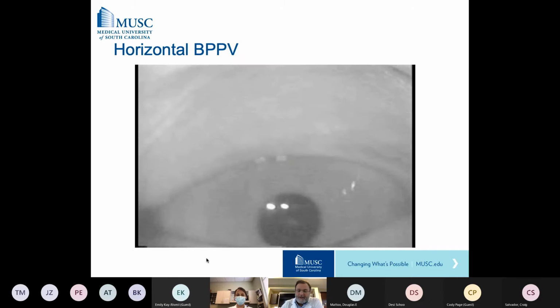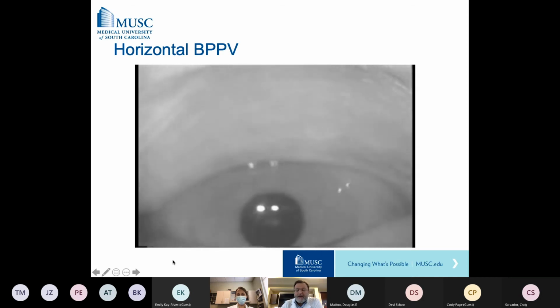If the Dix-Hallpike shows any atypical nystagmus, make sure to evaluate for multiple canal BPPV, for an unusual type of BPPV, whether it's a cupulolithiasis or a horizontal canal lithiasis, or a central cause.